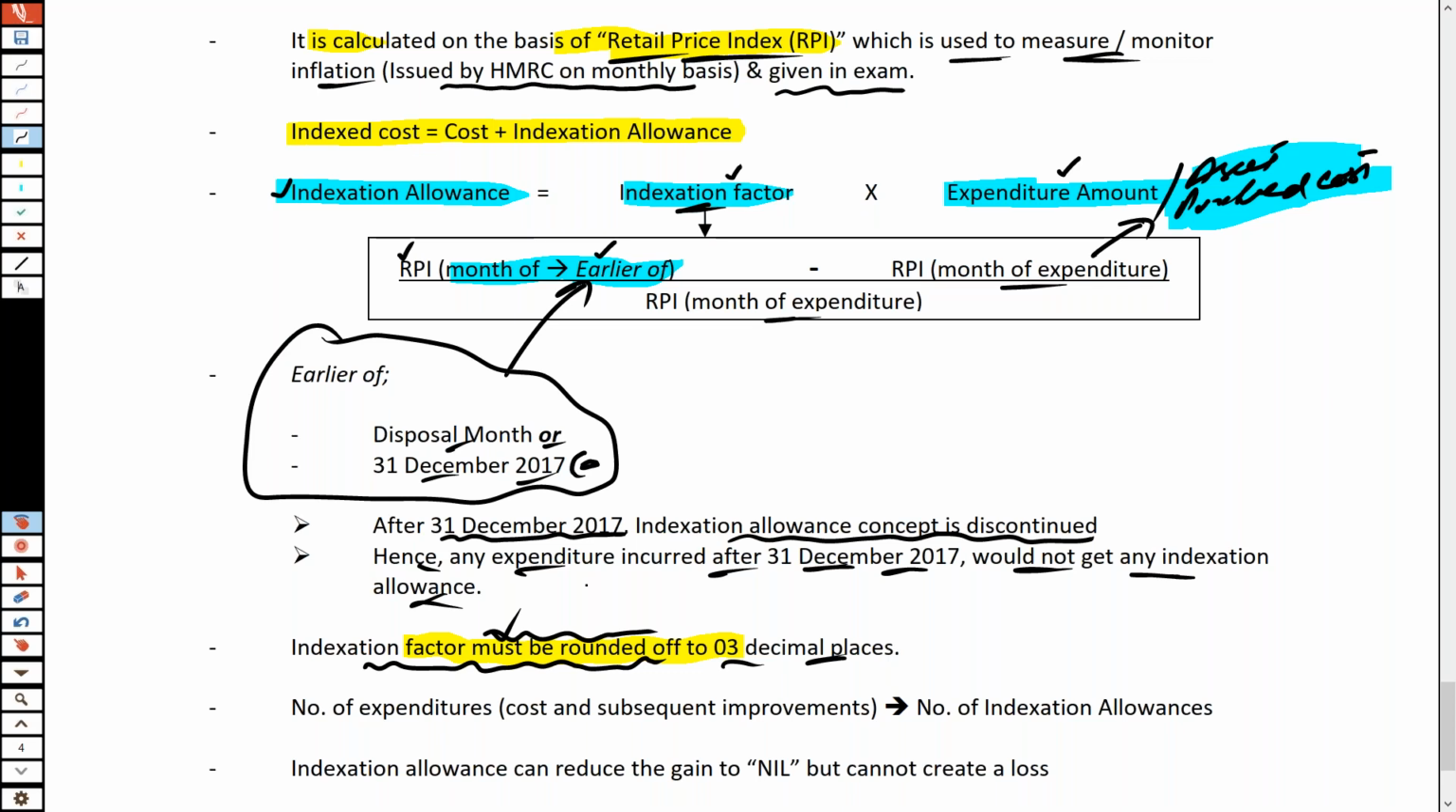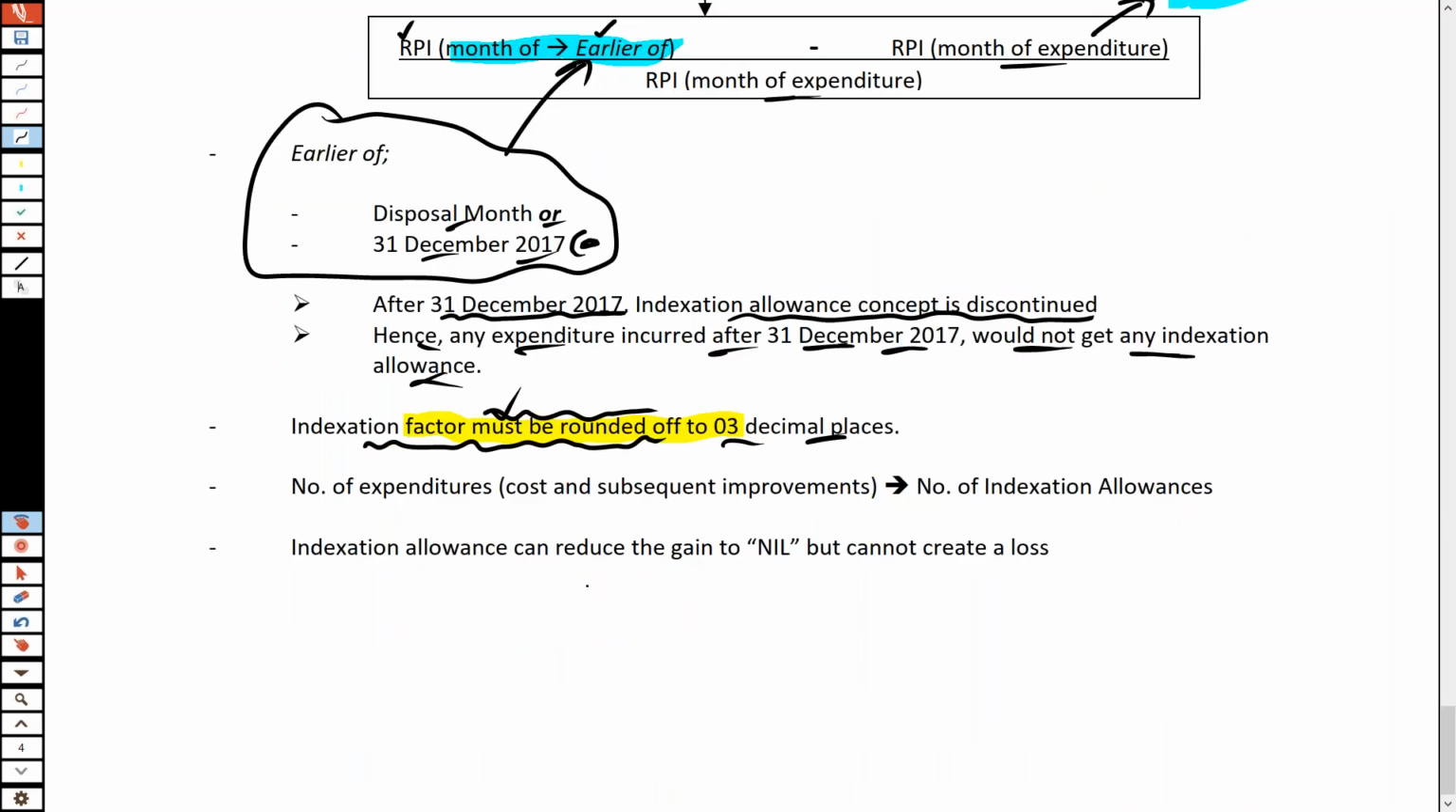But if any asset is purchased after 31st December 17, then on the disposal of that asset we would not be taking indexation allowance in the calculation. Furthermore, if a number of expenditures are incurred, like first you purchased an asset and thereafter you incurred some improvements, and all these things are before 31st December 17, then you would be taking indexation allowances. So a number of indexation allowances would be considered.